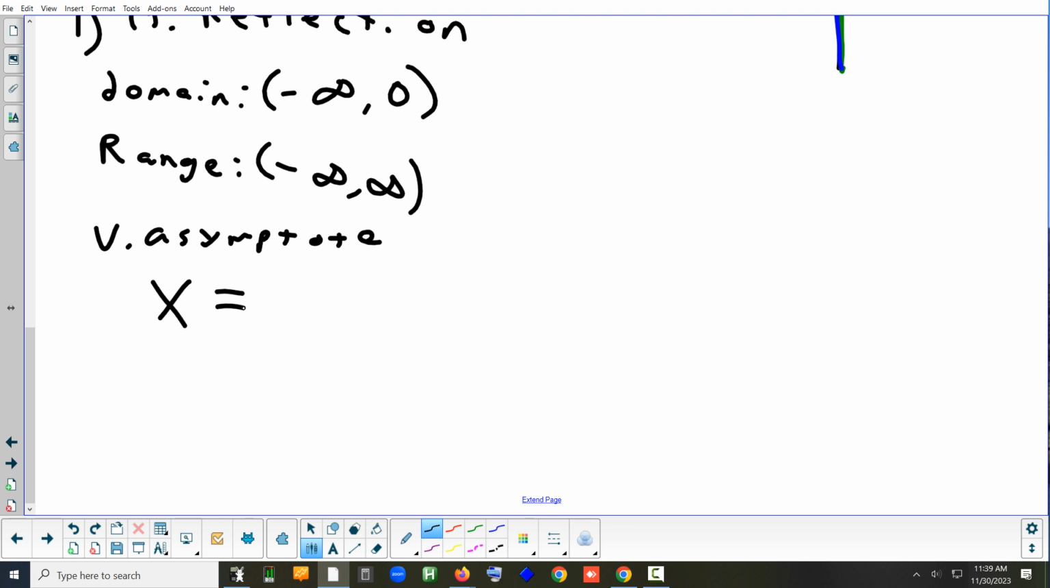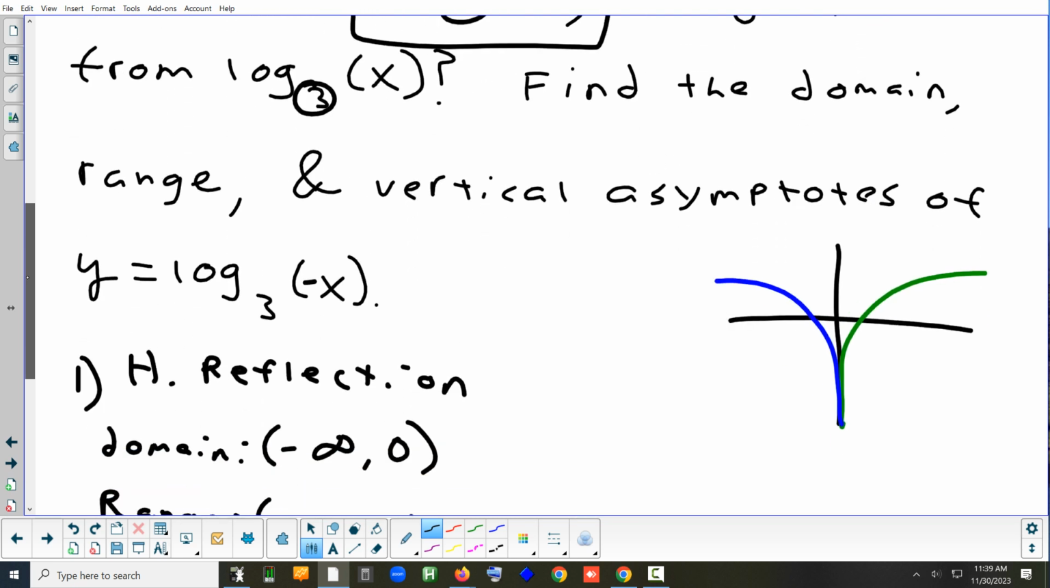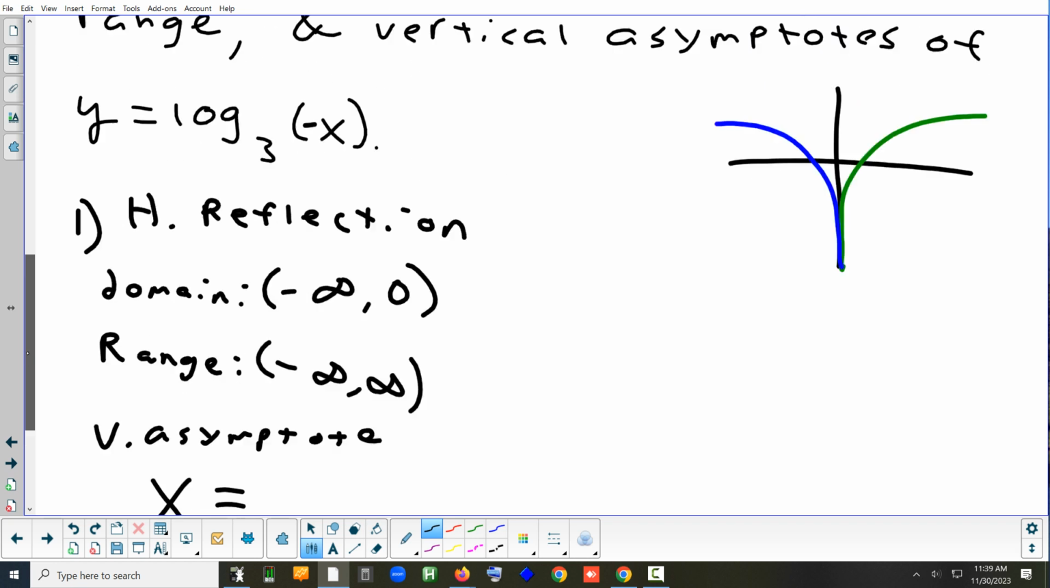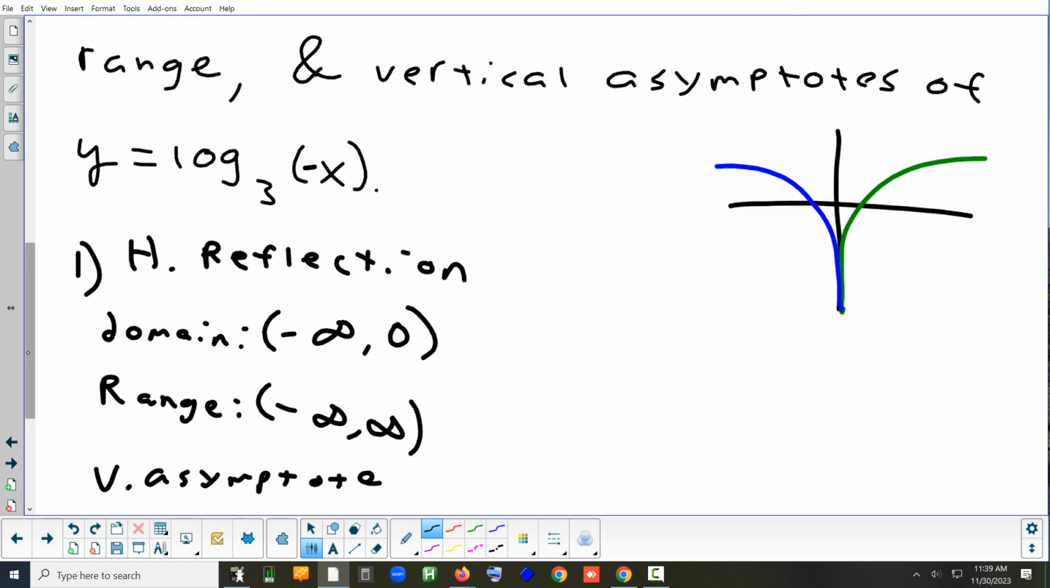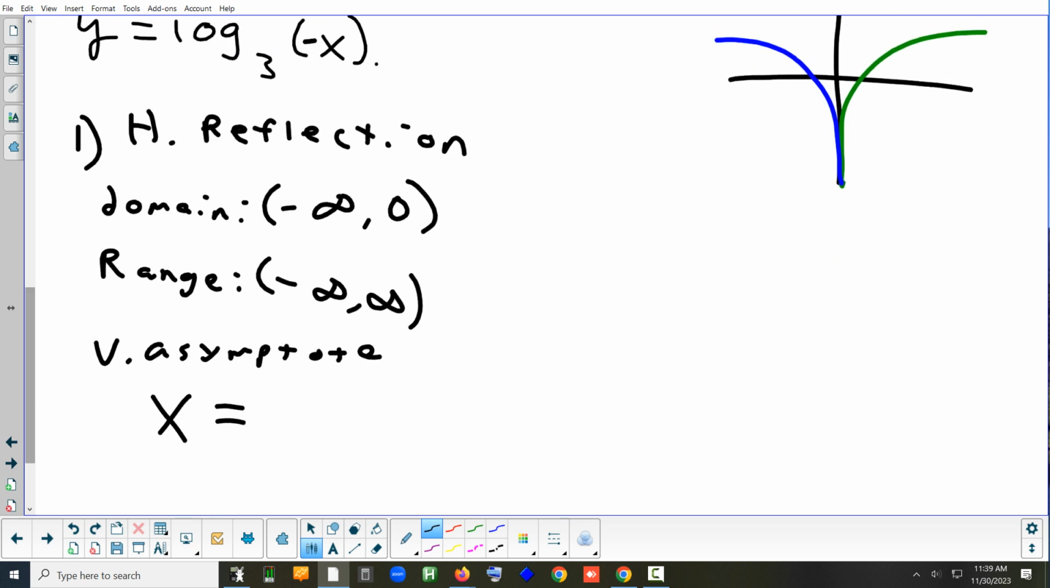So the domain for the one that we're starting from, without the negative, what would the domain be for that one? The green one would be 0 to infinity. Oh, I see. I understand. So, did the vertical asymptote change when we reflected it? No, because when we reflected it, it was reflected right on the asymptote. So what is the asymptote still? It's x equals 0. Yep.